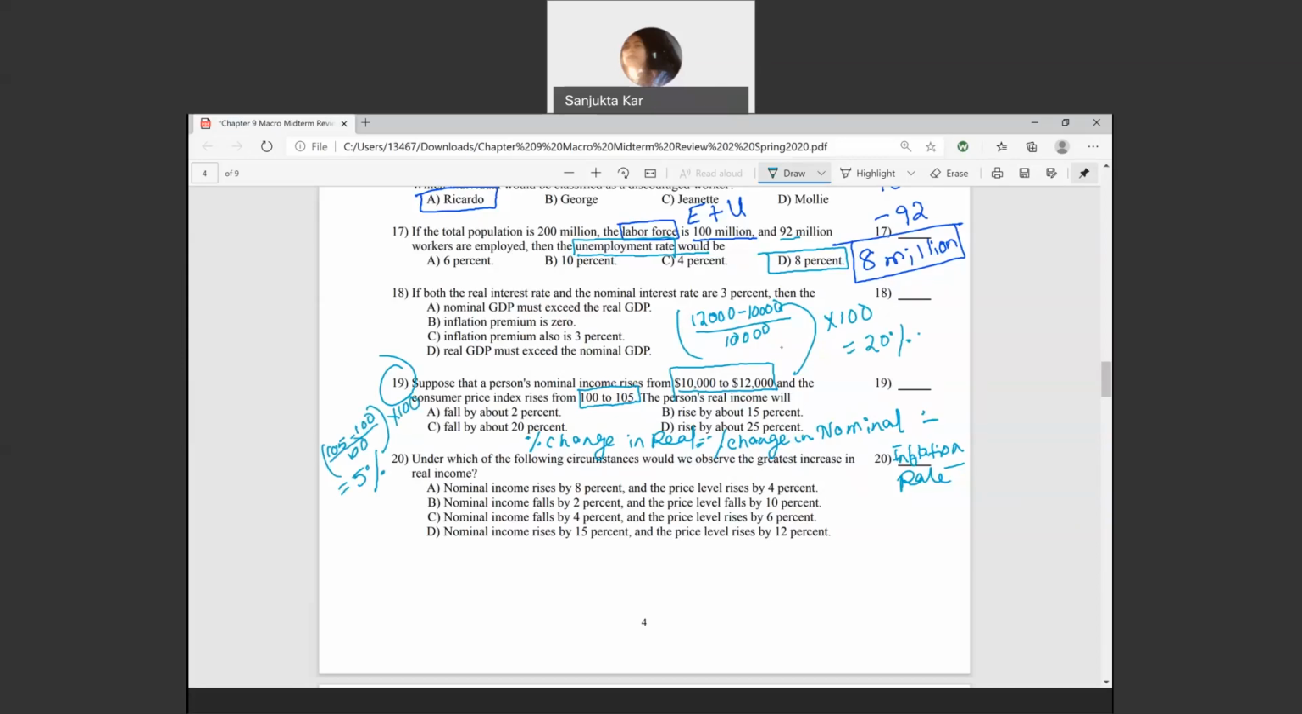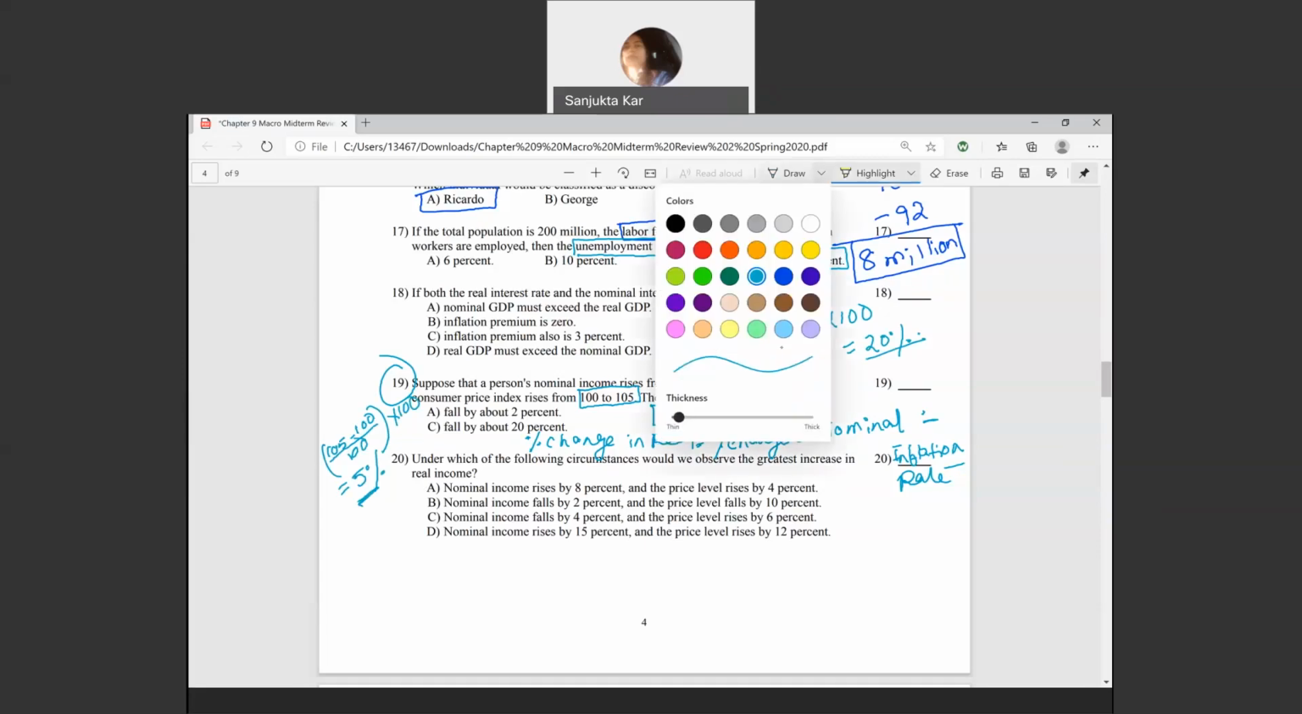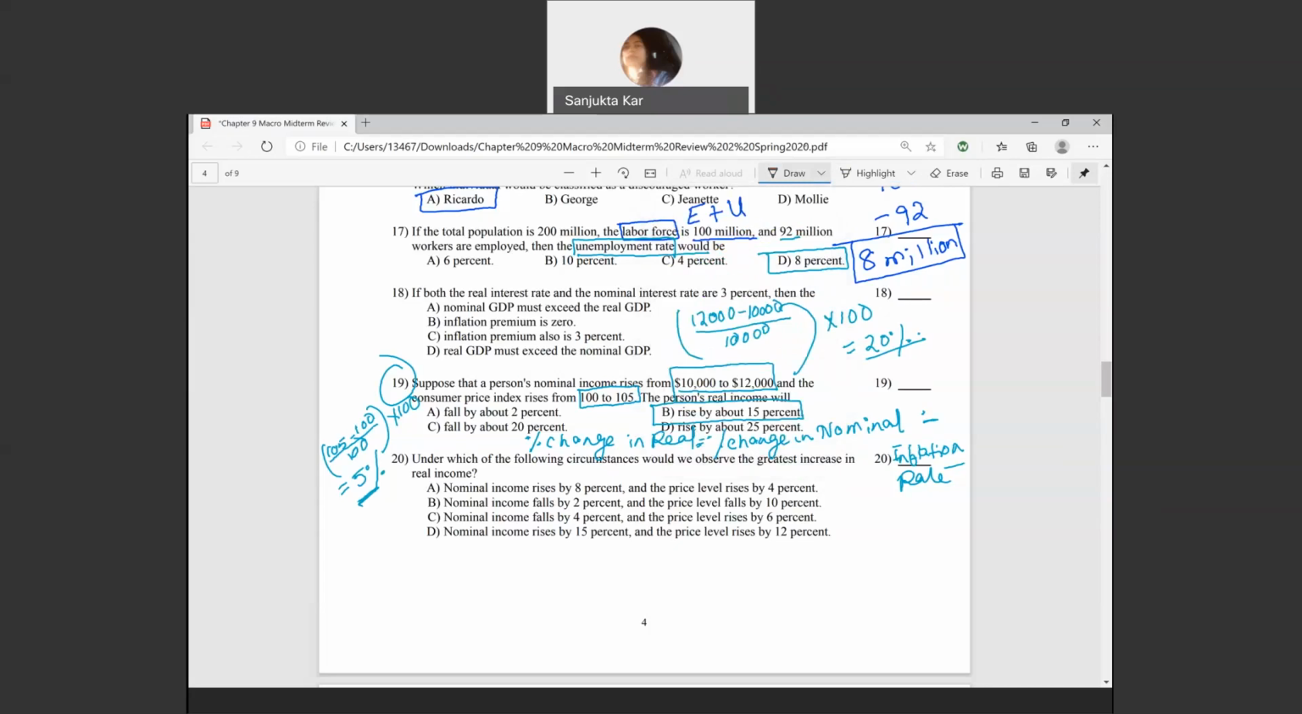So percentage change in nominal, I found out as 20%. From that I subtract 5%. So what I get is 15%. So the real income increases by 15%. Right, so this one was 20% and from that I took off 5%, so I'm left with 15%.